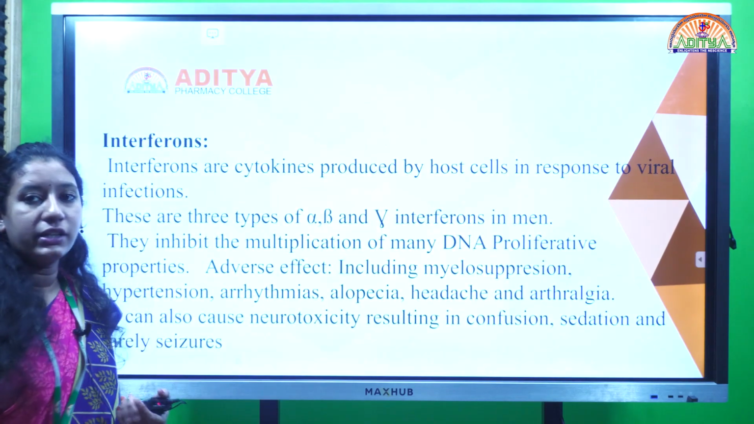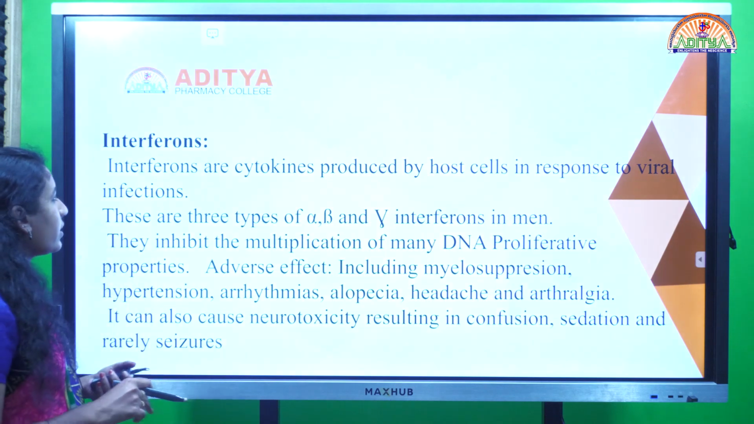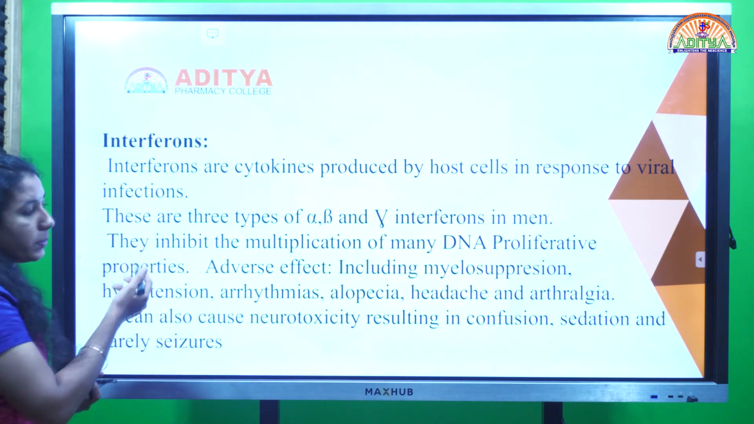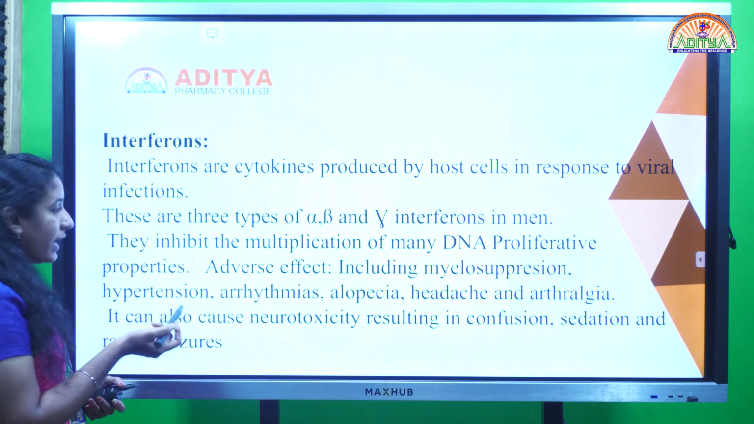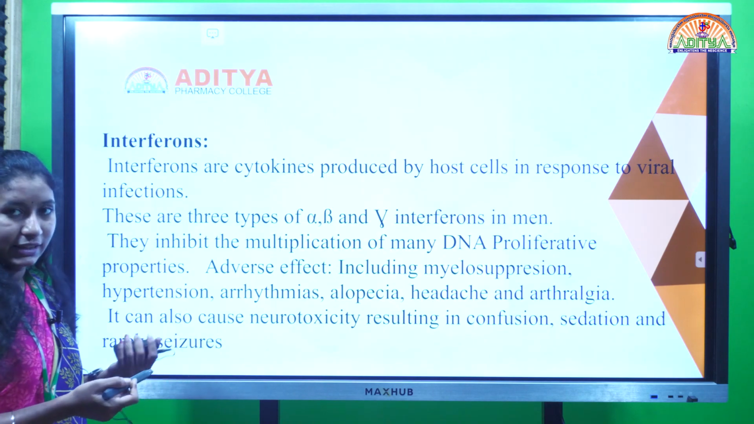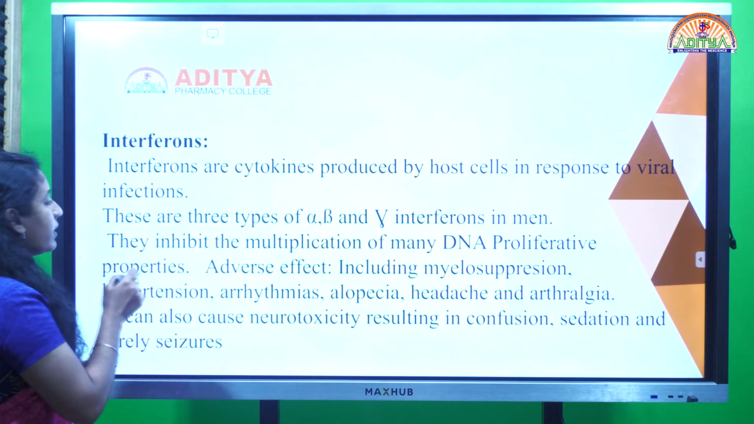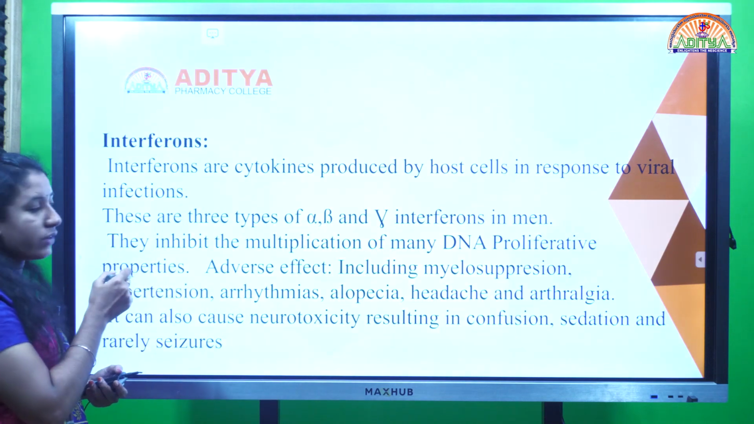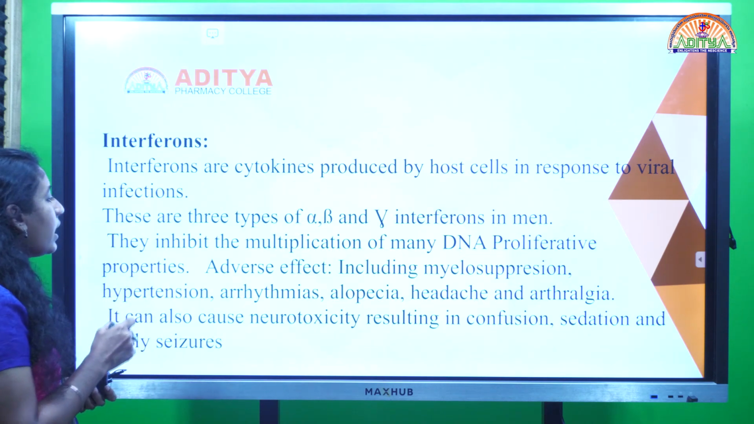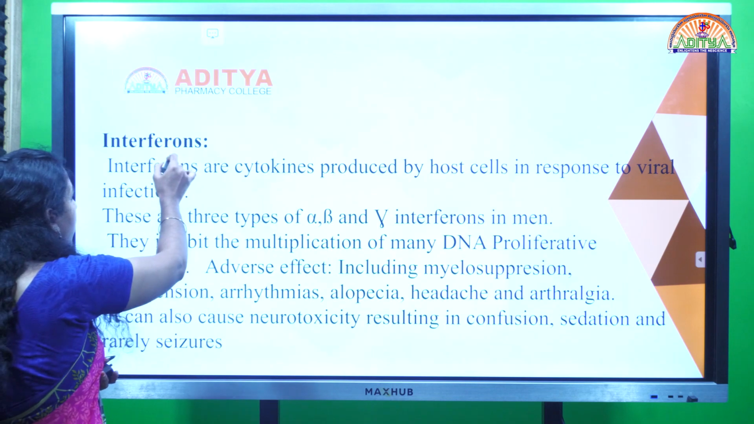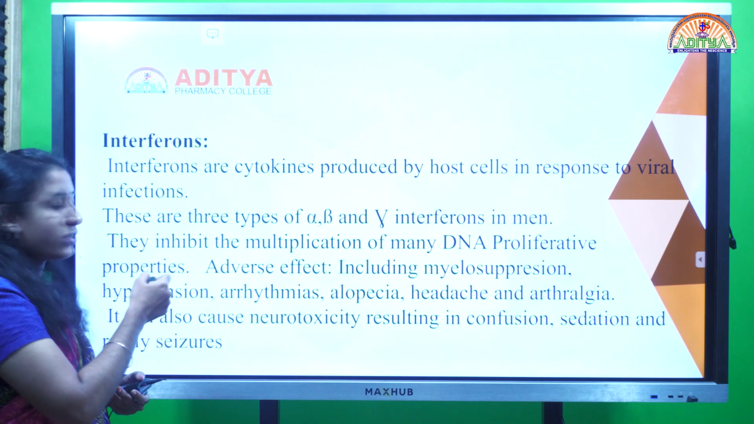And next one is interferons. These will be produced in the conditions of infections. Whenever there is an infection, these interferons will be produced by the host cells. These are nothing but a kind of cytokines or chemical mediators. Generally there are three types of interferons: alpha, beta and gamma. The MOA of these interferons is that they will inhibit the multiplication of DNA proliferative properties. And interferons are a kind of cytokines, and they will be produced in the conditions of infections.